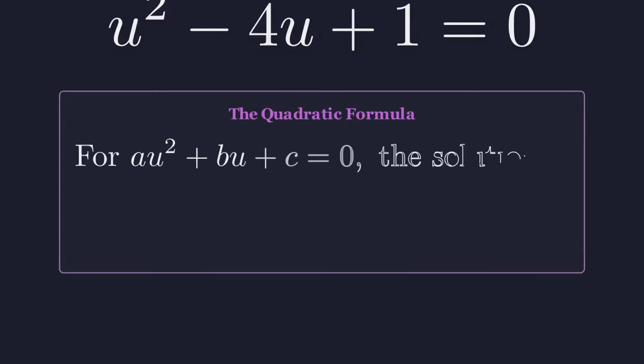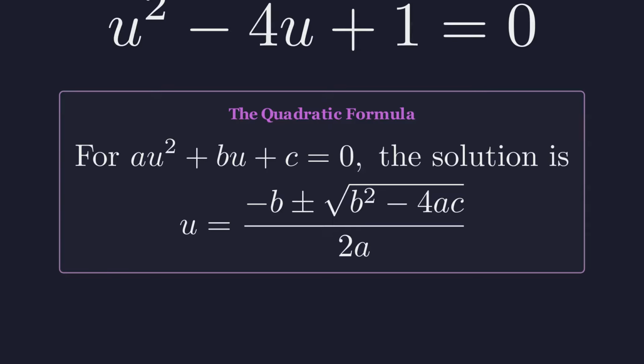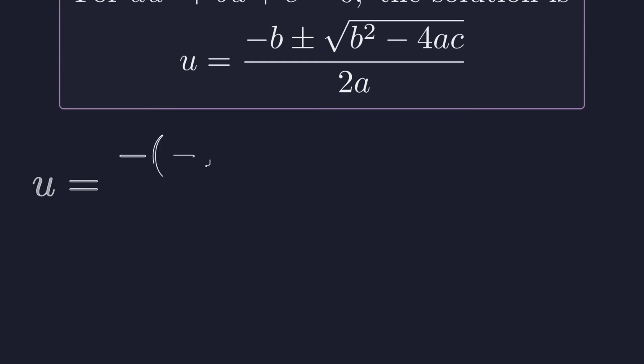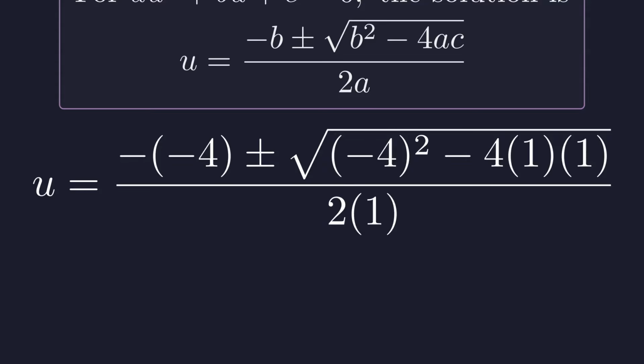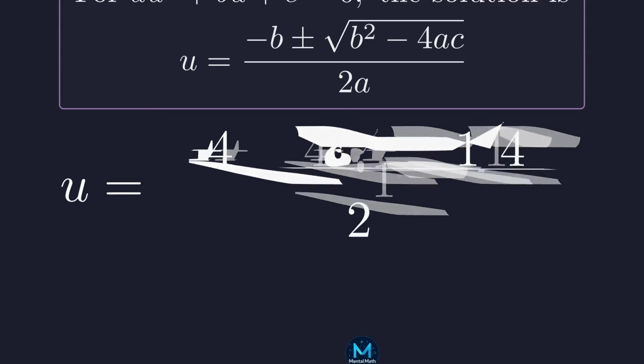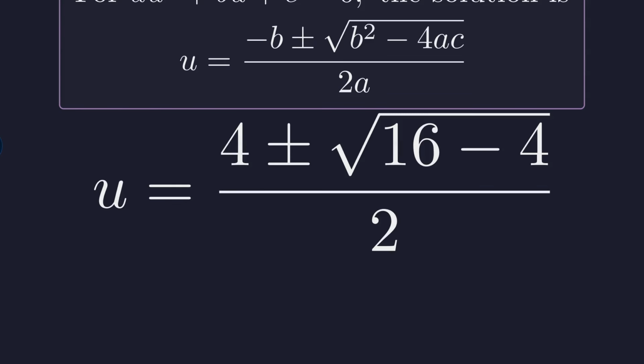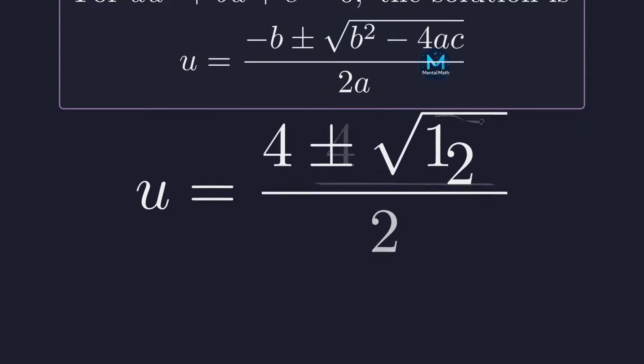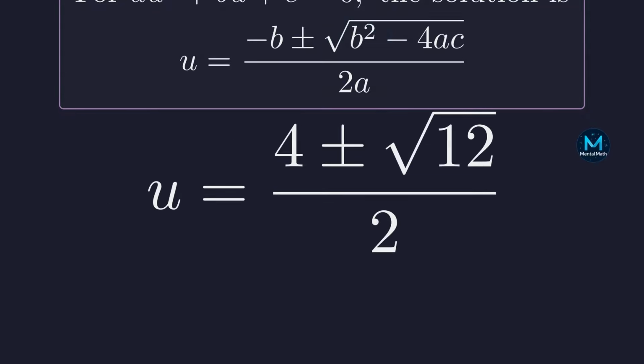The quadratic formula gives us a general solution for any quadratic equation. In our case, the coefficients are a equals 1, b equals -4, and c equals 1. Substituting these values directly into the formula gives us this expression for u. Let's simplify this expression piece by piece. The negative of -4 becomes +4, and -4 squared becomes 16. Inside the square root, 16 minus 4 gives us 12.